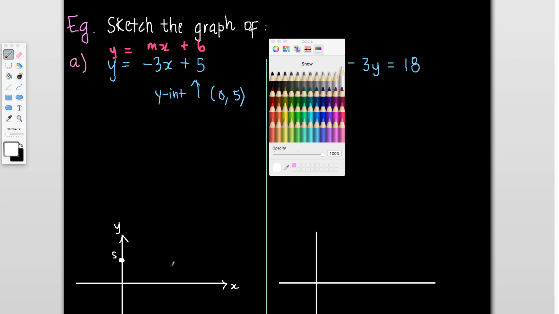The second thing I need to do is work out what my X-intercept is. To get the X-intercept, we sub in Y equals 0. That's what I'm doing to get this answer. So 0 equals negative 3x plus 5.